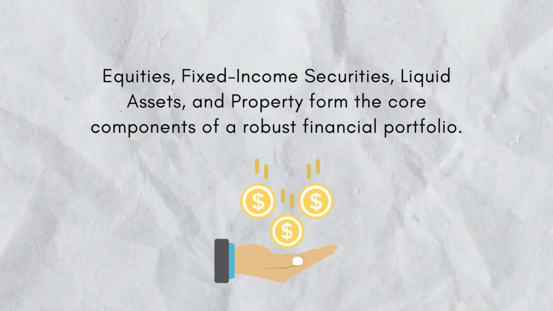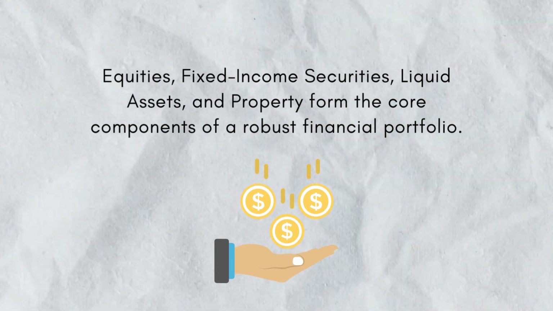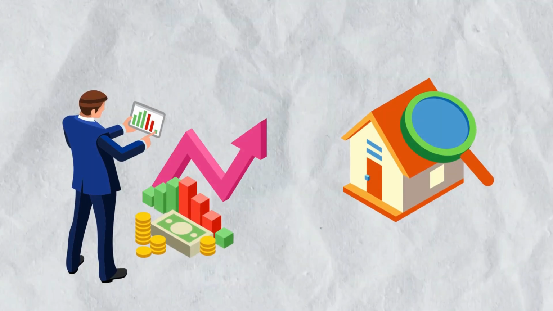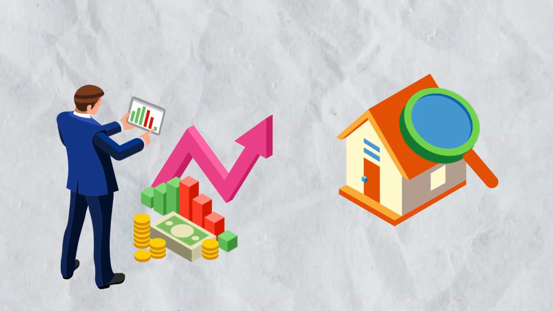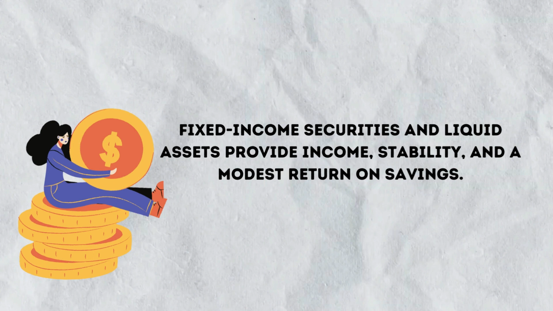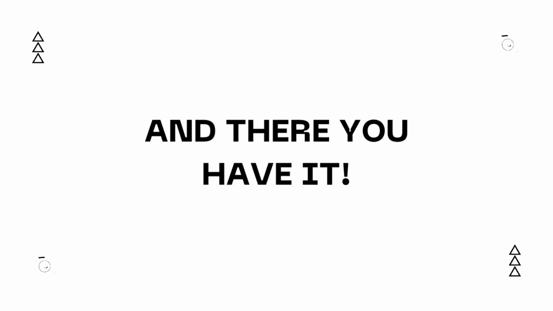Equities, fixed income securities, liquid assets, and property form the core components of a robust financial portfolio. Equities and properties offer primary growth potential, while fixed income securities and liquid assets provide income, stability, and a modest return on savings. And there you have it.